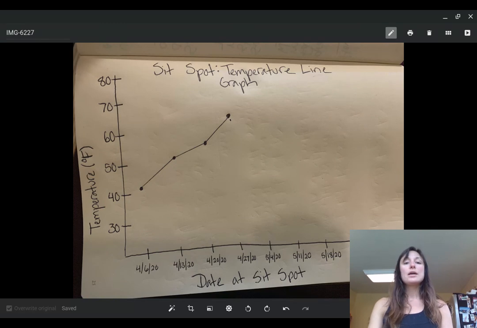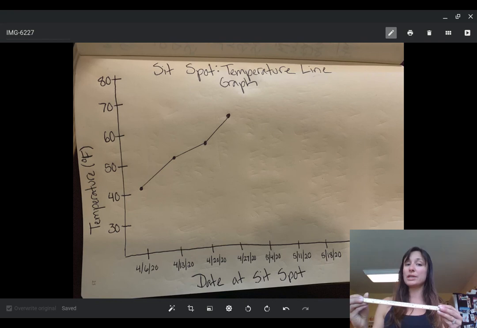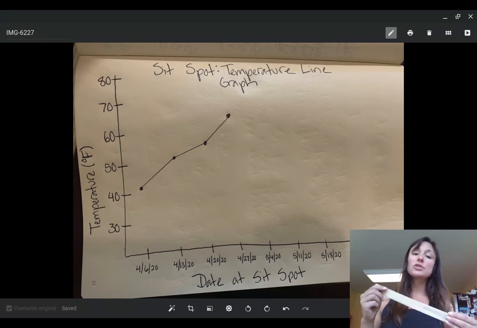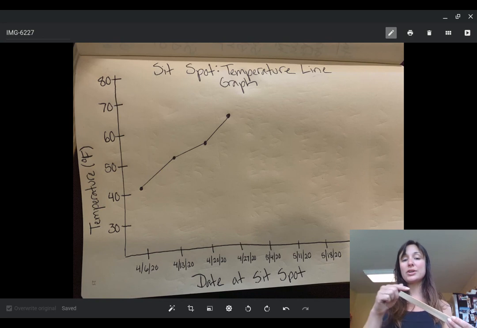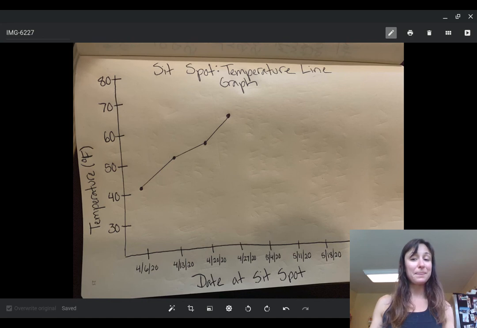After I made my dots, I took my ruler. You will need a ruler for this, and connected them so that I could see the progress on a line that connected the dots. So that's what you're going to be doing today. Let me know if you have any questions.